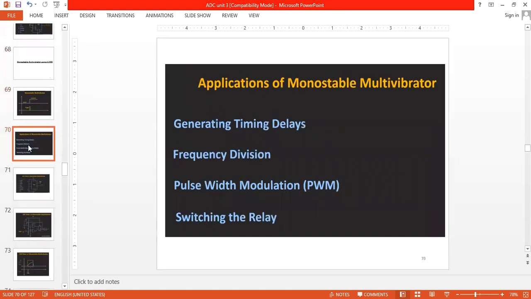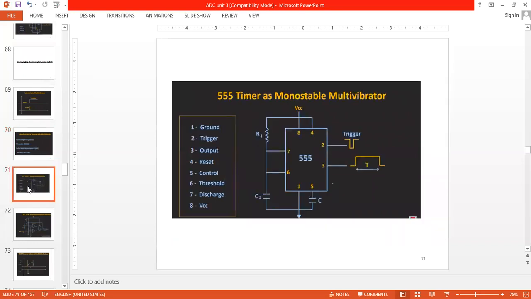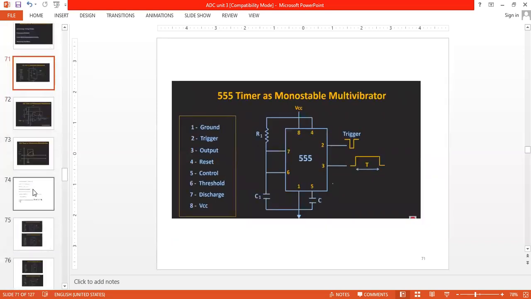Okay, these are the different applications of monostable multivibrator, that is generating time delays, frequency division, pulse width modulation, switching the relay. So this is the diagram for the 555 timer. Okay, here what we add: in the previous astable circuit diagram, the trigger pin was connected to the capacitor, but here we connect it to an external source. External source means an external square wave.